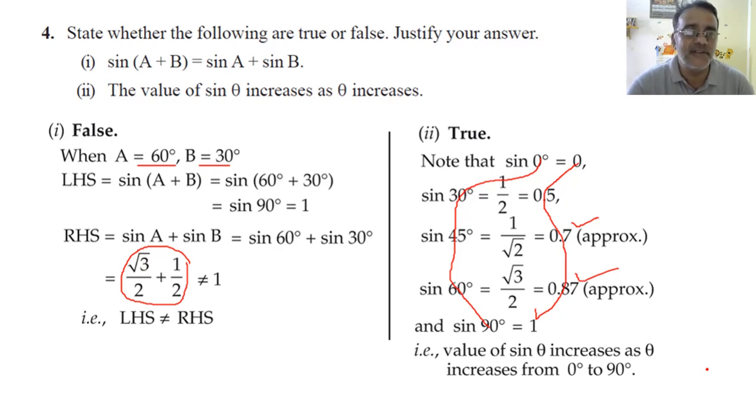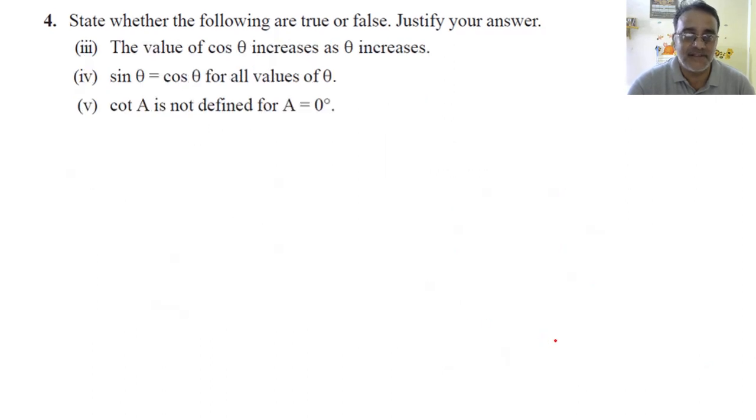Now we'll move towards the third bit, third, fourth, fifth. So these are the last questions, the last bits of the fourth question. Then we can have some examples. Then we will wind up. The value of cos theta increases as theta increases. True or false?